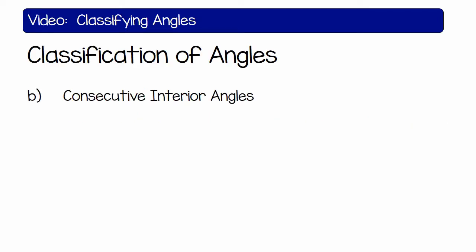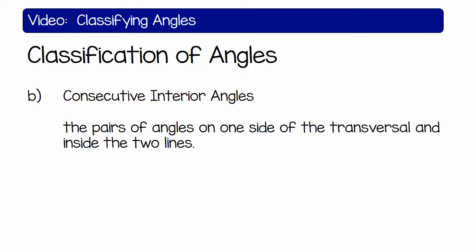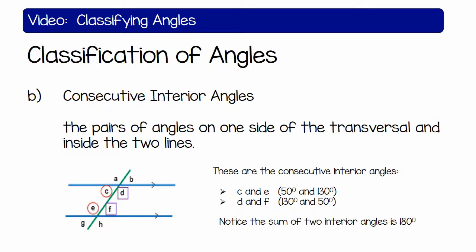B, consecutive interior angles. The pair of angles that are on one side of the transversal and inside the two lines are called consecutive interior angles. In our diagram, C and E are consecutive, D and F are consecutive. Notice that the sum of these two interior angles is equal to 180 degrees.